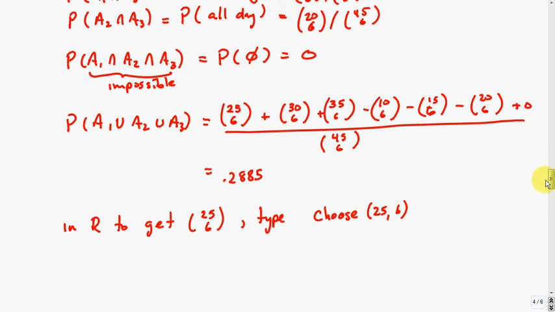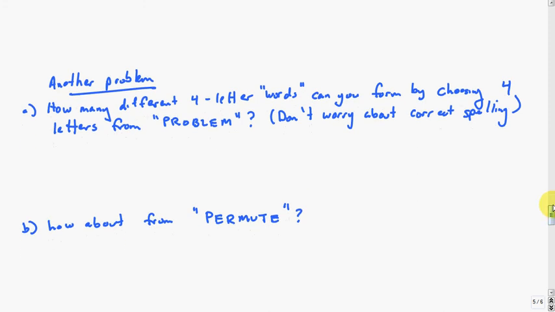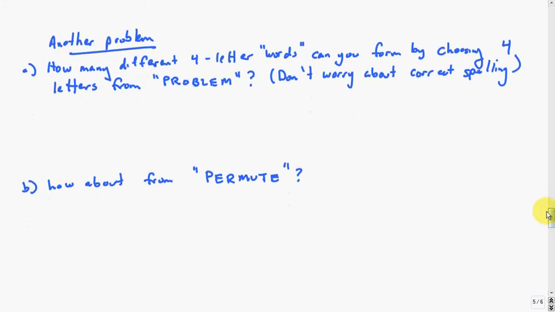All right, so that's a more complicated example involving combinations and some of the probability rules that we learned earlier. Let's look at another problem. This has more to do with calculating combinations and permutations than actually doing probabilities. So this has two parts. How many different four-letter words can you form by choosing 4 letters from the word problem? And you don't have to worry about correct spelling.